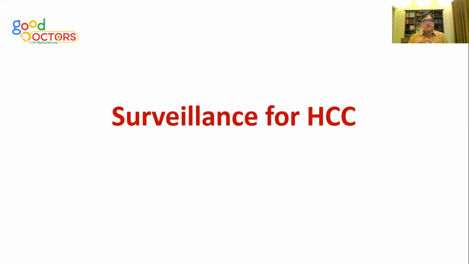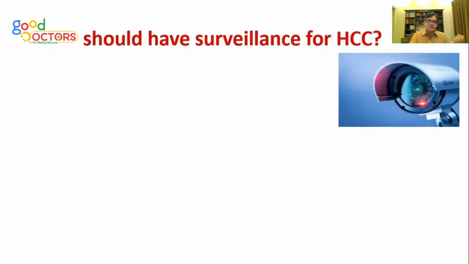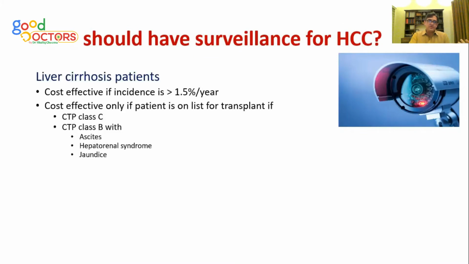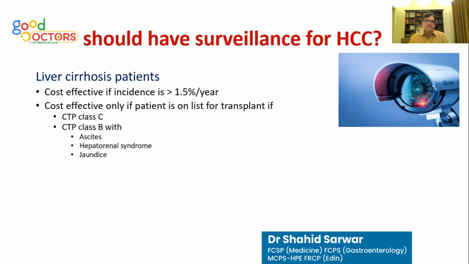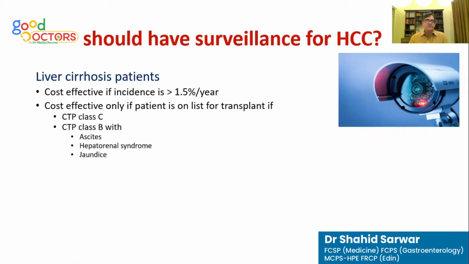Now, if you know the etiology in 85% of the cases of HCC, that is hepatitis B and C, then it is possible to identify this particular cancer at an earlier stage, because you have a defined population which is at increased risk of hepatocellular carcinoma. So let's see how we can do surveillance for hepatocellular carcinoma. The first question is, who should have surveillance? Obviously, liver cirrhosis patients should have surveillance. And it is cost effective if the risk is more than 1.5% per year, and we know it is more than that in patients who have developed liver cirrhosis.